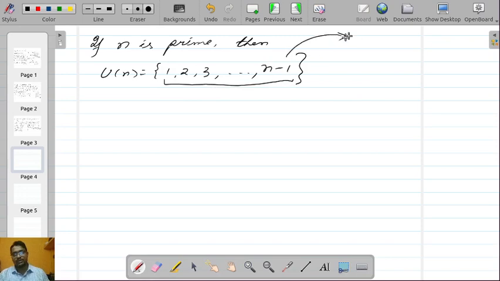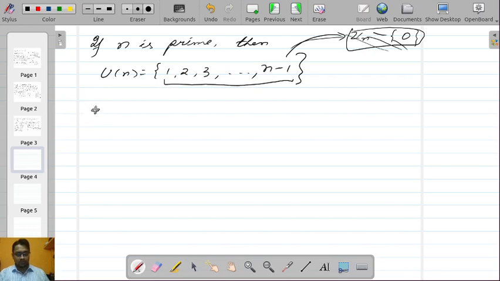So we are getting something similar to Zn. It's actually Zn minus the singleton 0. Zn is all the integers 0, 1 up to n minus 1, all the remainders. Here we are not having 0. These are actually called units modulo n, meaning with respect to the modulo n operation, these numbers will have a multiplicative inverse. So if n is prime, then Un is exactly equal to the set of all numbers from 1 up to n minus 1.